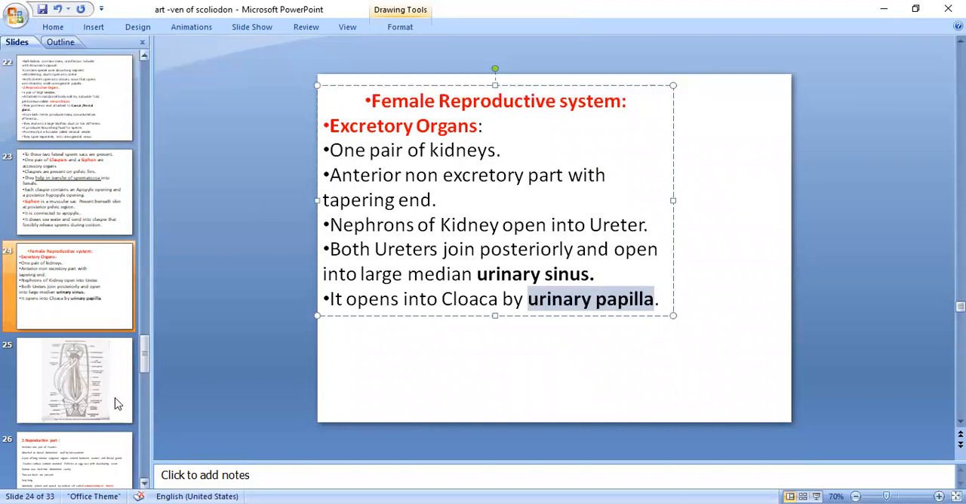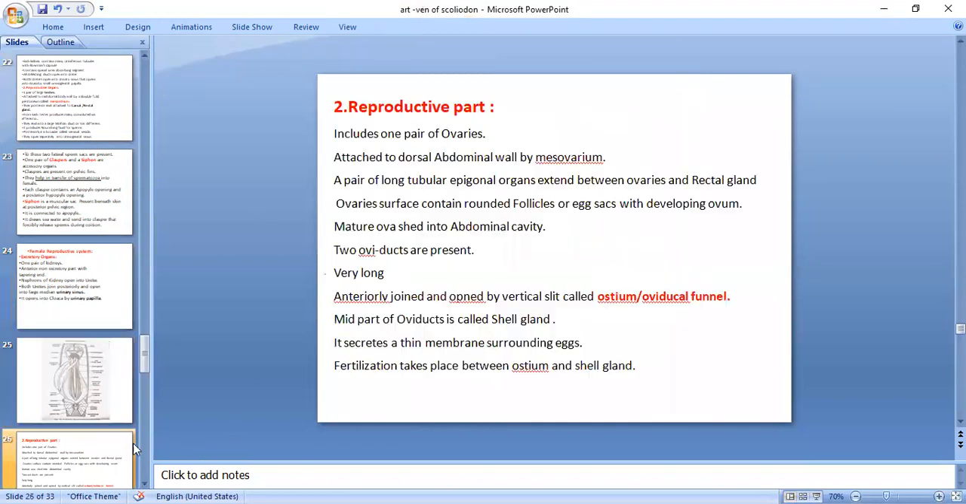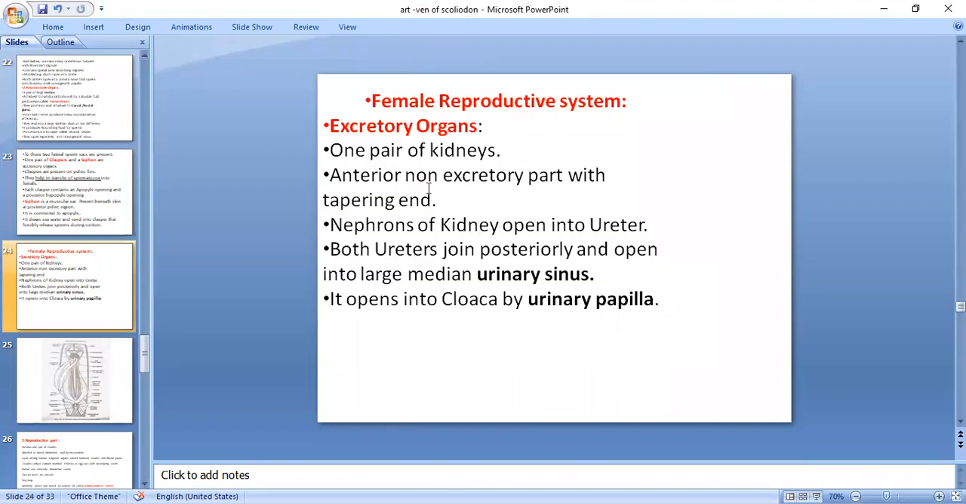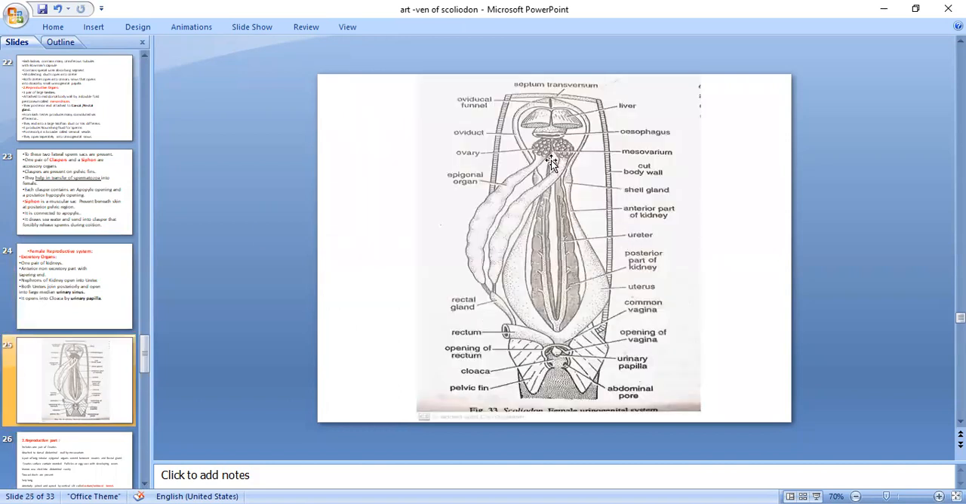And then we have seen the diagram. The reproductive part includes one pair of ovaries. So these are the one pair of ovaries, and the kidney has an anterior non-excretory part with a tapering end. The anterior part is very, very reduced. It's tapering.